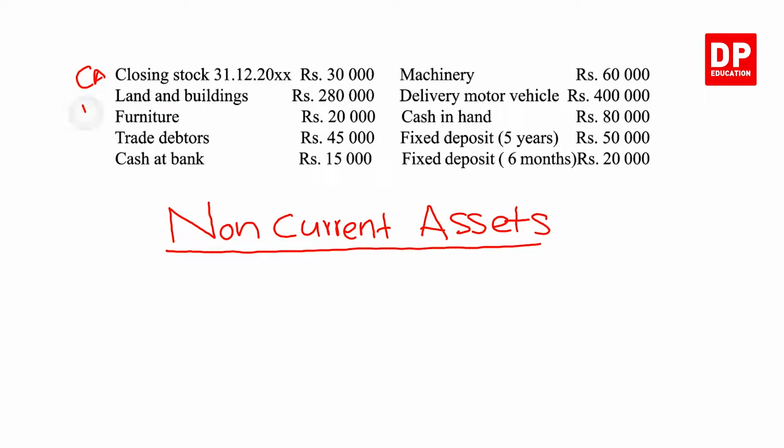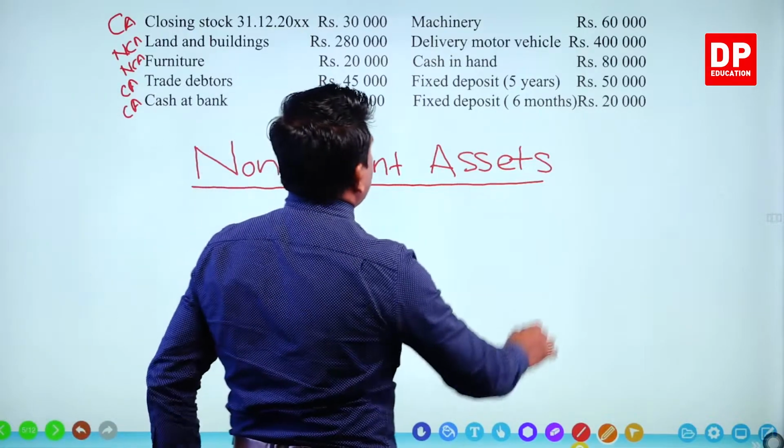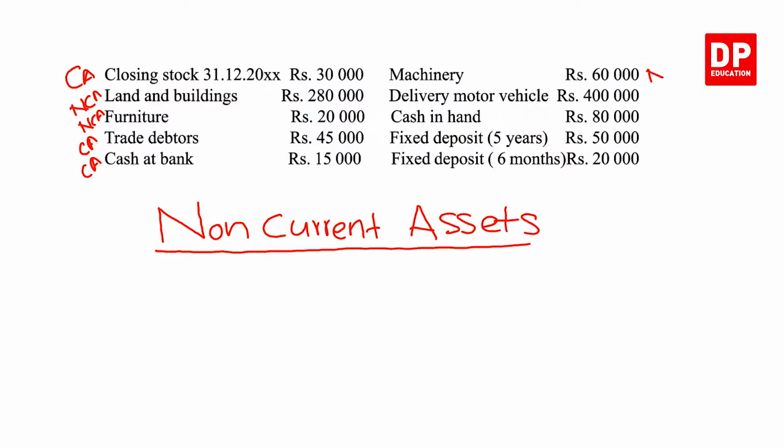Land and building, non-current assets. Furniture also non-current assets. Trade debtors, current assets. Cash at bank, current assets. Machinery, non-current assets. Delivery motor vehicles, non-current assets. They all are, we use more than one year. Cash in hand, current assets. Fixed deposits, 5 years, non-current assets. But 6 months fixed deposits, current assets.